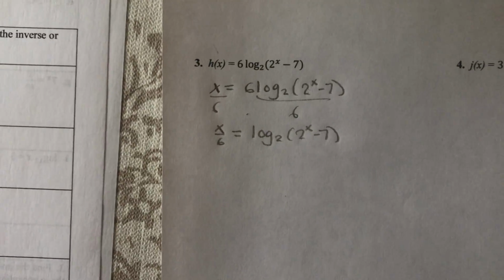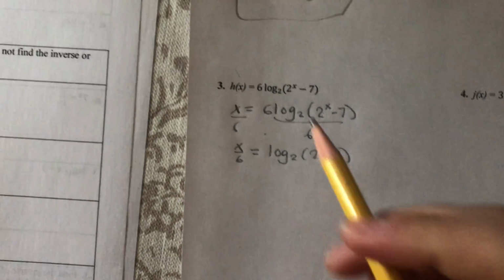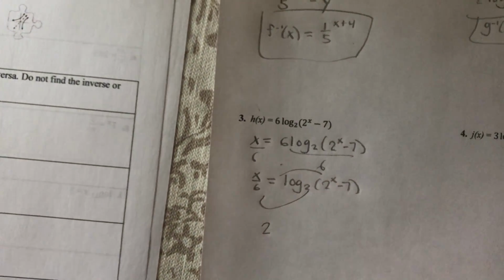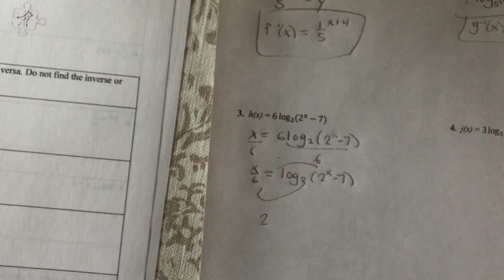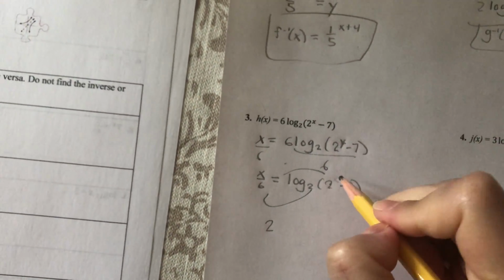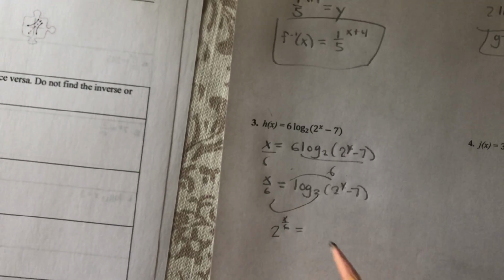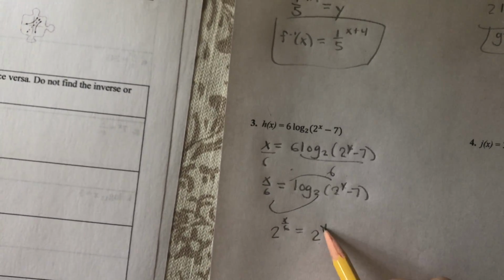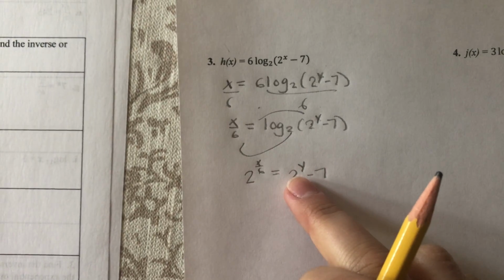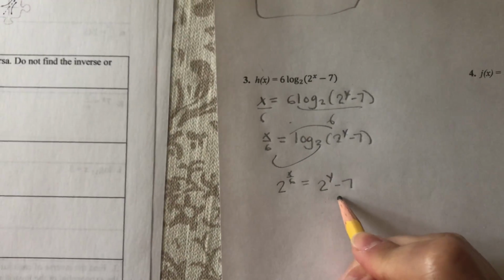Okay, so now that my logarithm is alone, the only way to undo a logarithm is change it into an exponential. So I'm going to popcorn. 2 to the x over 6 equals, and I forgot to change this to y. 2 to the x over 6 equals 2 to the y minus 7. Okay, so I'm trying to still solve for this y. I have another exponential. I'm going to add 7 to the other side again.